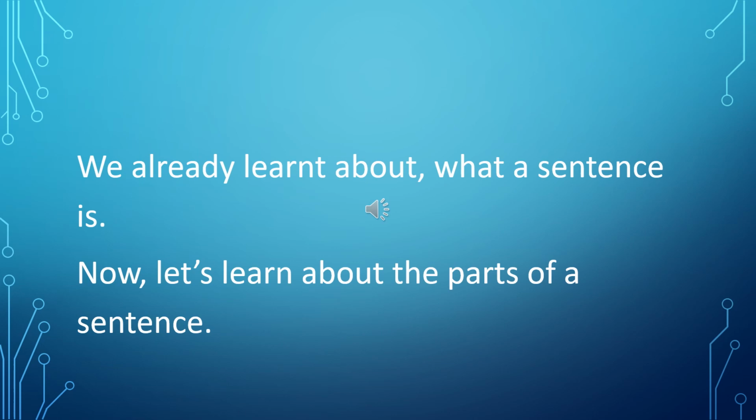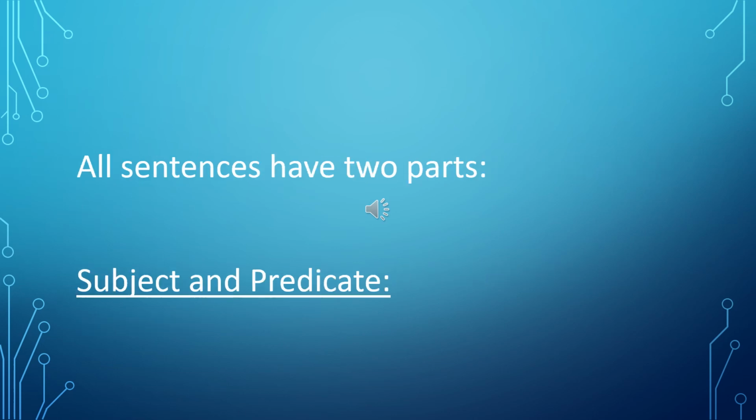As we have already learned in the previous video about what a sentence is, now let's learn about the parts of a sentence. Children, since we know that a sentence means a group of words which conveys a clear meaning to us, now second, you should know that all sentences have two parts, subject and predicate.